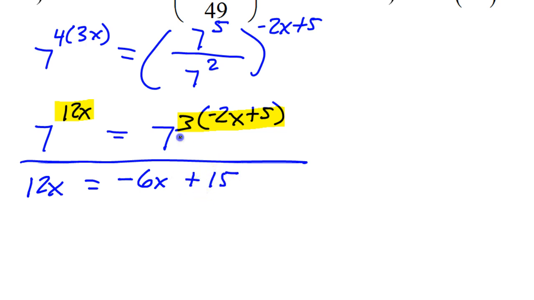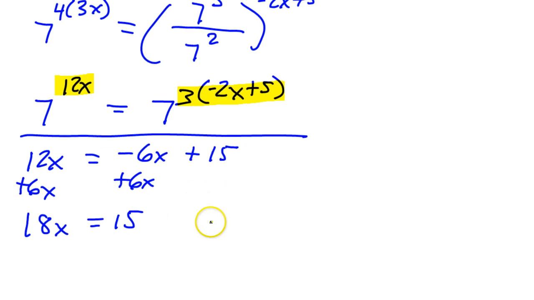Quiet. Negative 6x plus 15. Don't just give me 5. It's 15. You have to distribute. The rest is easy. We'll add 6x to both sides. That'll give me 18x is equal to 15. Divide both sides by 18.